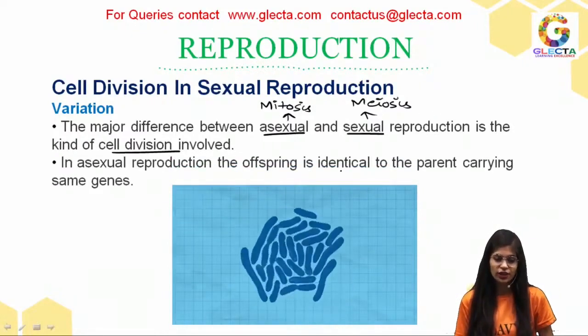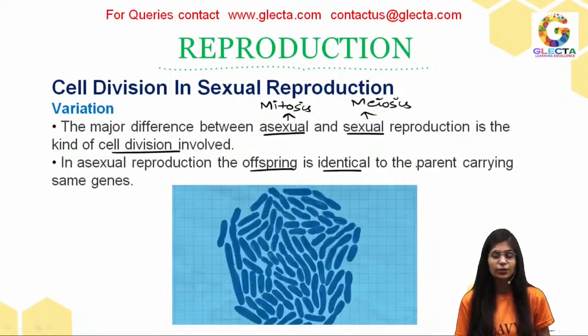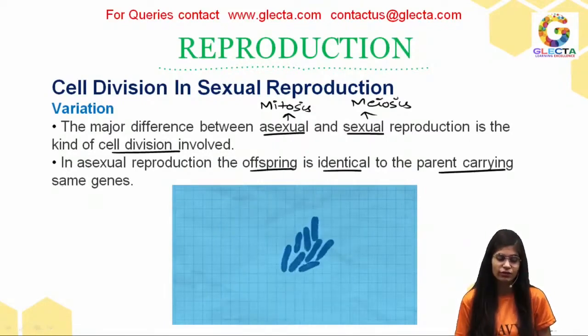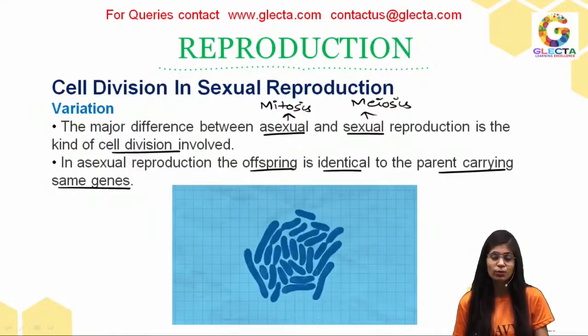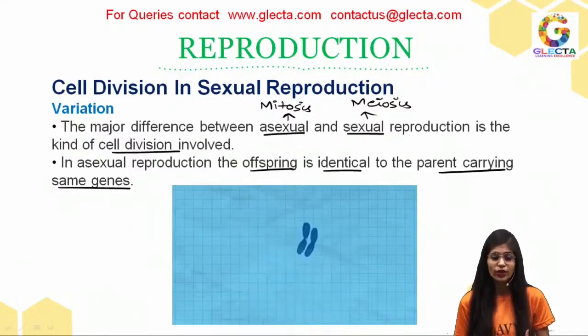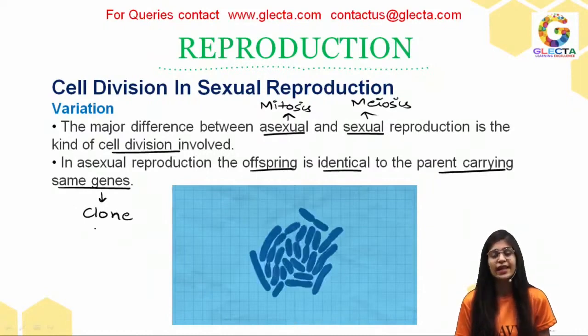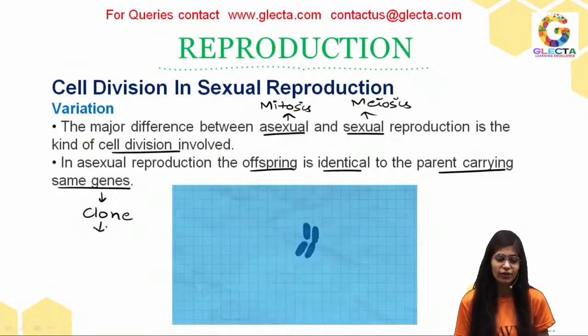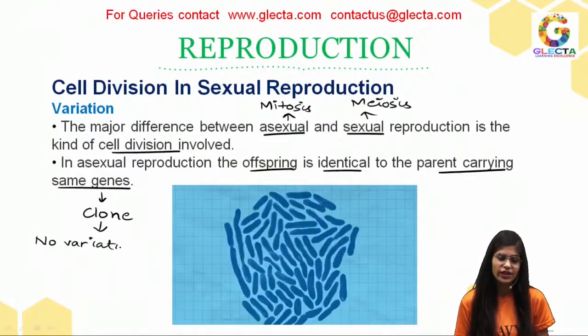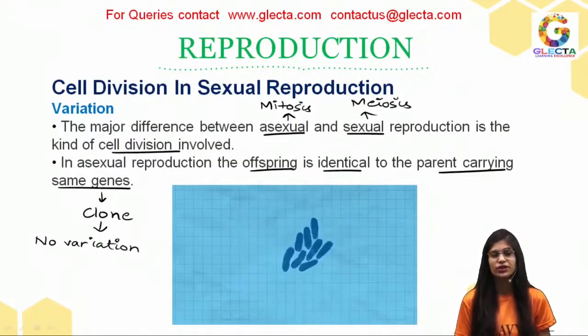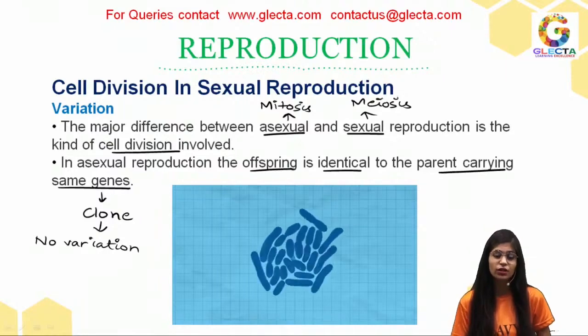In asexual reproduction, the offspring is identical to the parent, carrying the same amount of genes, same amount of chromosomes. So everything is the same, which means we're actually forming a clone. And a clone will never have any kind of variation. So no variation will be seen in the individuals that are reproducing through asexual reproduction.